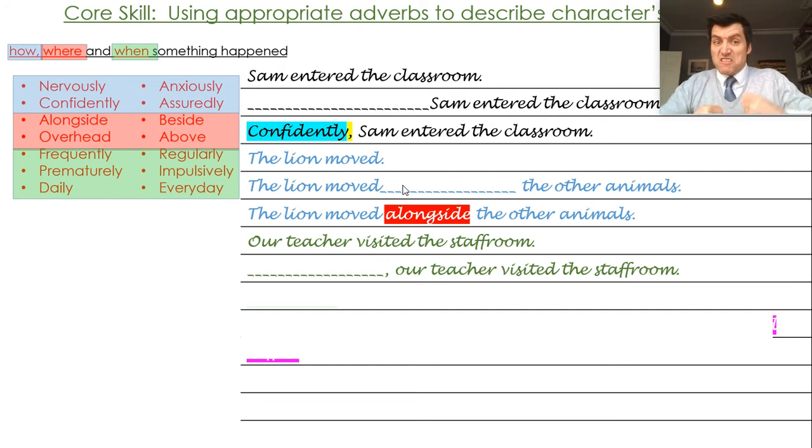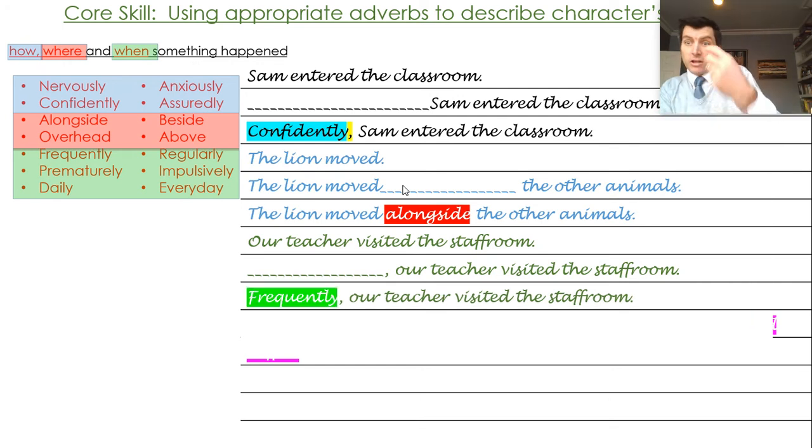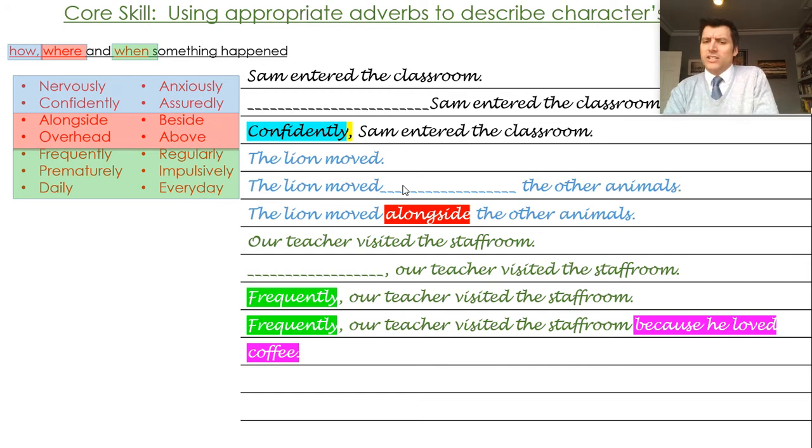Now, what could we do? I mean, could it be angrily? Could he be doing it angrily, or should we talk about how frequently he does it? Frequently, let's say frequently. So your teacher, maybe goes in there a lot. Well, maybe we can add a bit more. We now know that he's doing it a lot, but we don't know why. So could we add a bit more to that sentence? So frequently, our teacher visited the staff room because he loved coffee.